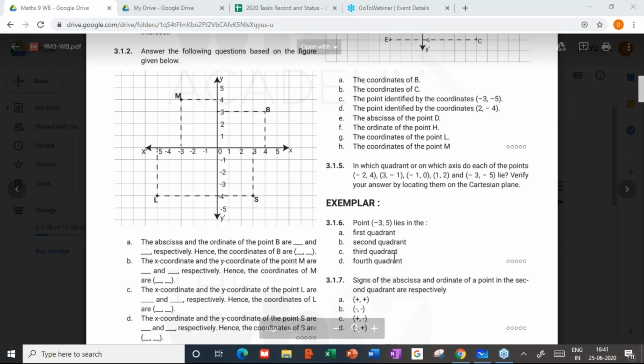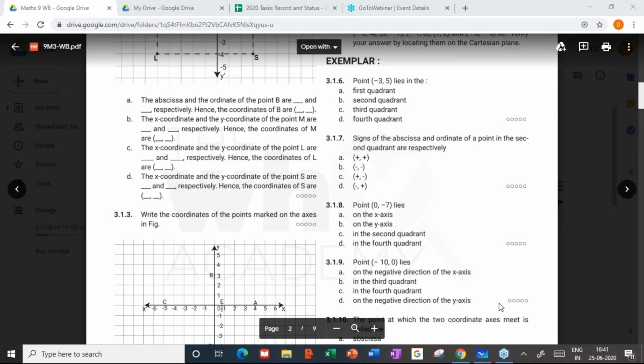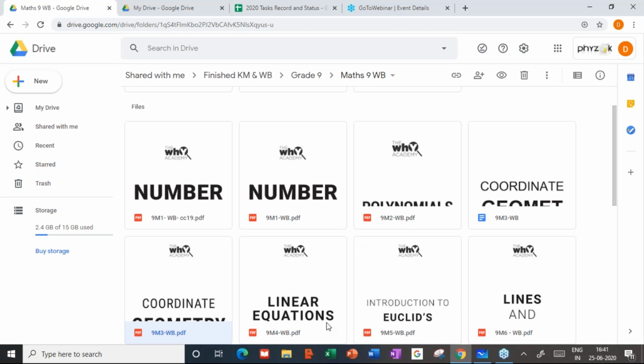Okay, tell me the second one then. Signs of the abscissa and ordinate of a point in the second quadrant are. Okay, you can pick up the answer from the first one and tell me.